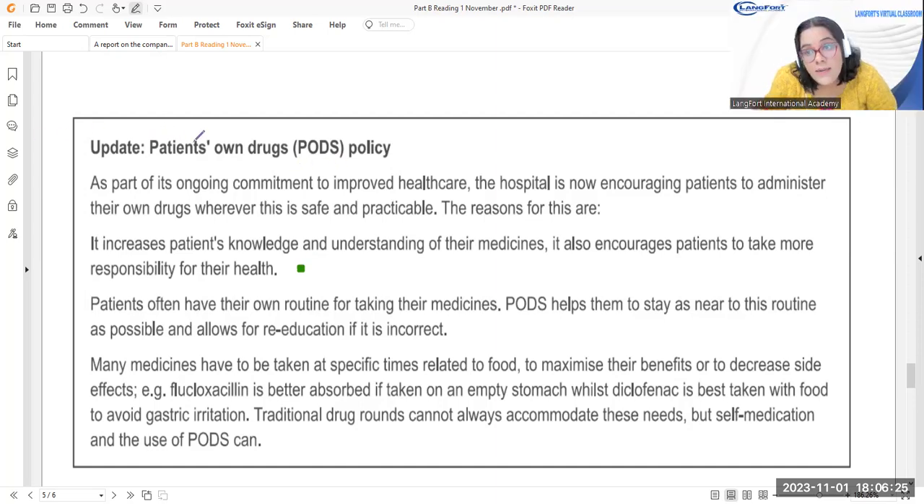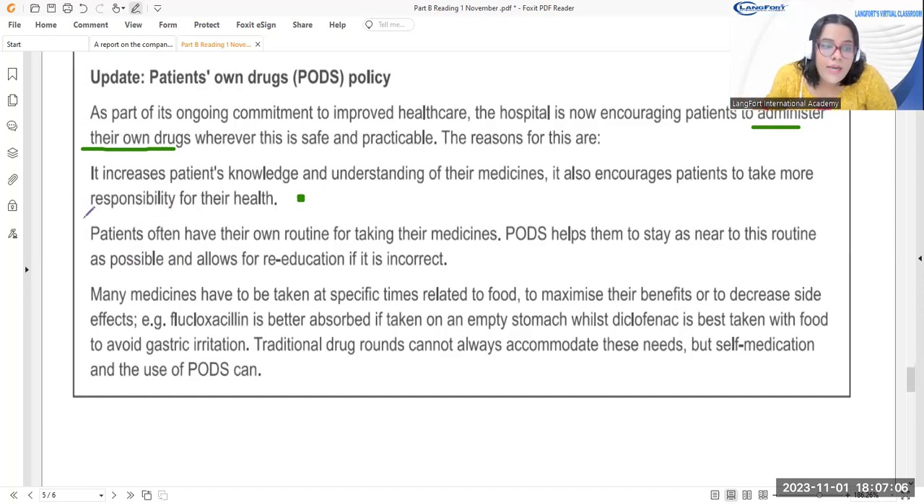Okay, so this is an update about the patients on drugs policy, PODS policy. As part of their commitment to provide improved healthcare, the hospital is encouraging patients to administer their own medications wherever it is safe and practical. And they've given the reasons. The first reason is it increases patients' knowledge and understanding of their medicines. When they administer their own medications, it increases awareness about their medicines, and it encourages patients to be responsible for their own health. Now the next two paragraphs.